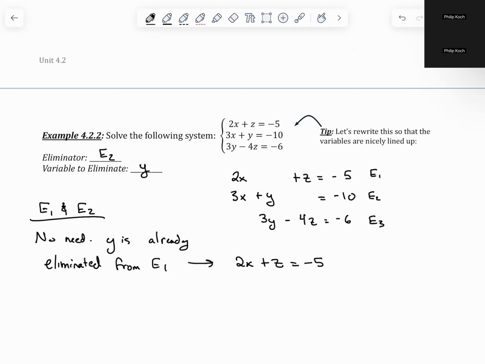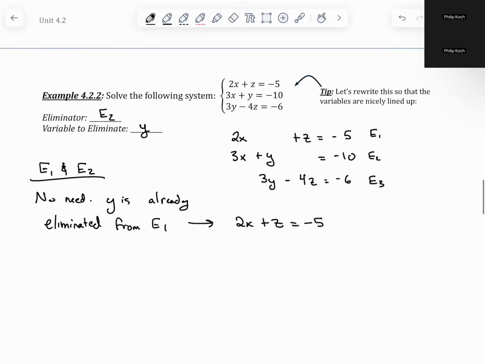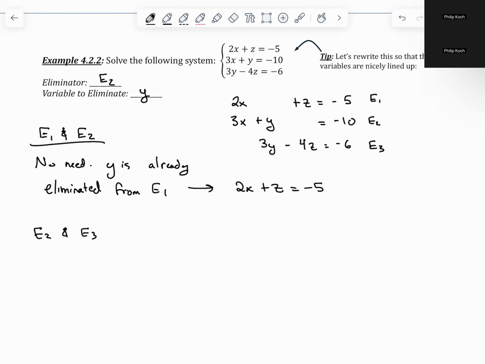Now we'll go on to E2 and E3. You're using your eliminator, E2, on E3. So E2 and E3. Stack them on top of each other with the spaces. So E2 is 3x plus y, space, equals -10. And then 3y minus 4z equals -6. And I know that does look weird at first, but remember, that's just a 0z and a 0x in those places. So when you eliminate y, it'll become an equation in terms of x and z, as we'll see in just a moment.